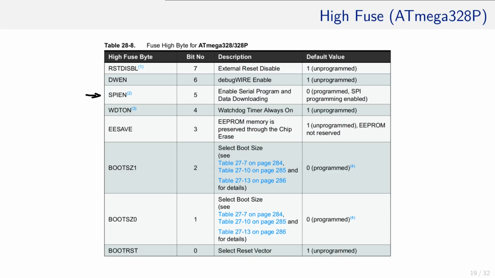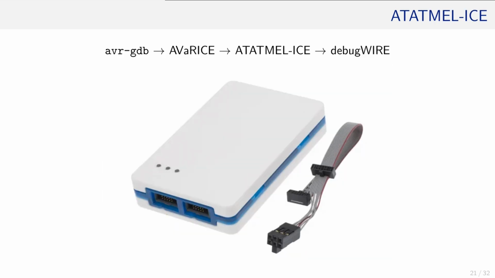Okay, once the DWEN fuse bit is set, what are the next steps? We need to attach a debugger to the DebugWIRE pin to do something useful. One debugger is the Atmel ICE, which is 100 to 120 euros or about $150 investment. It allows to connect the avr-gdb that we saw in the session about simulators to avr-gcc, which acts as a proxy between GDB and this hardware debugger.